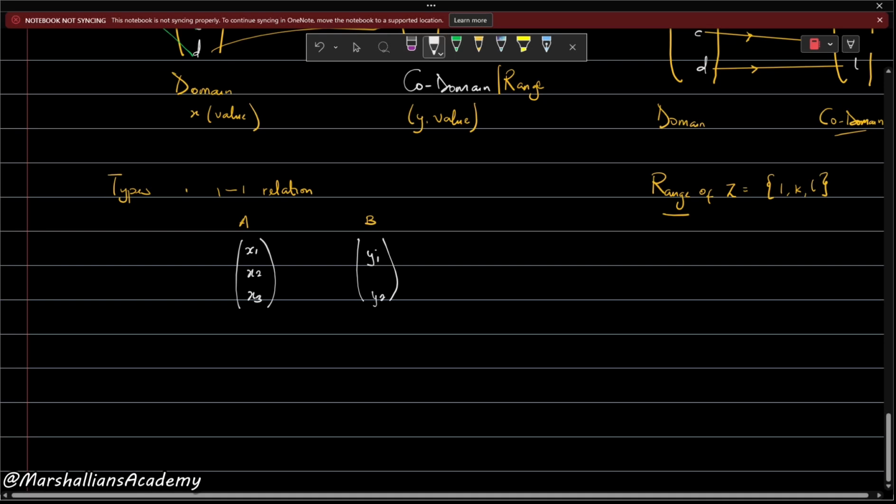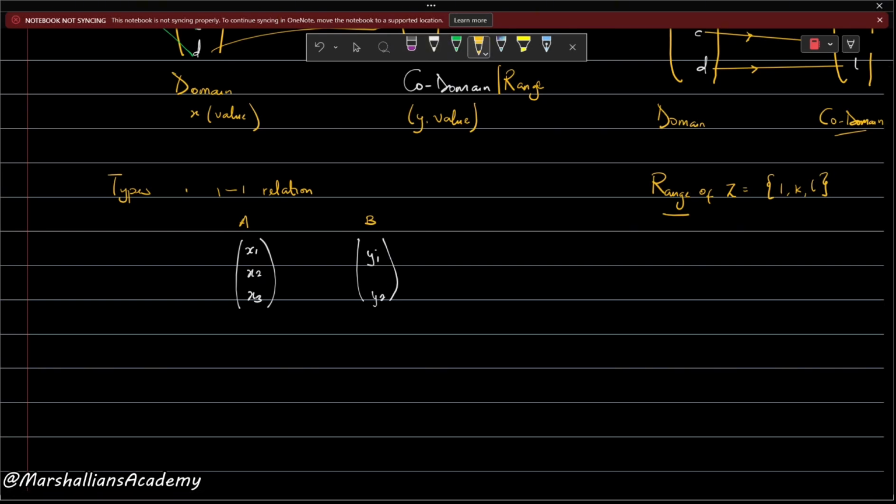What is a one-to-one relationship? If one element of my domain has only one image, then that is a one-to-one relationship. If you notice, element x1 has only one image, which is y1. Element x3 has only one image, which is y2. x2 doesn't even have any image at all. This is a one-to-one relation.